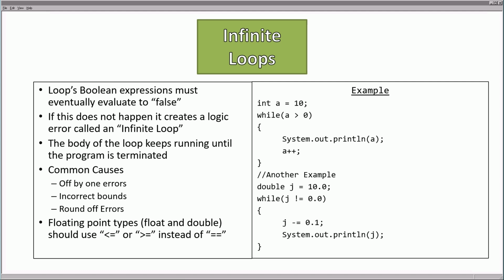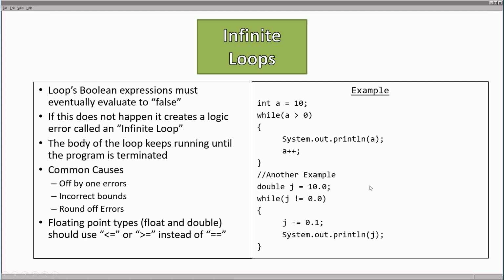In the example that we see over here, this first one has a problem with the bound. We initially declare this variable a and assign it to 10. Now 10 is greater than 0, so it keeps printing out the value of a. But notice this. a is then increased by 1. So then a becomes 11, 12, 13, 14, 15, 16, 17, 18, and it keeps going infinitely. The value of a will never be less than or equal to 0, so the body of this will keep running until eventually the program is terminated.